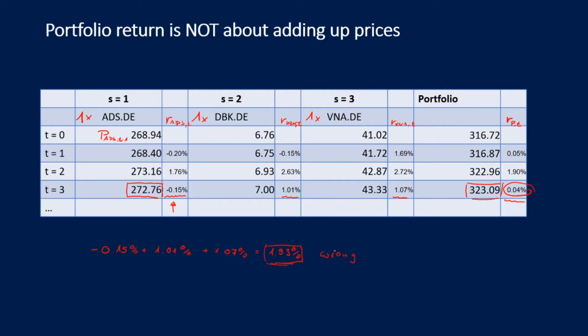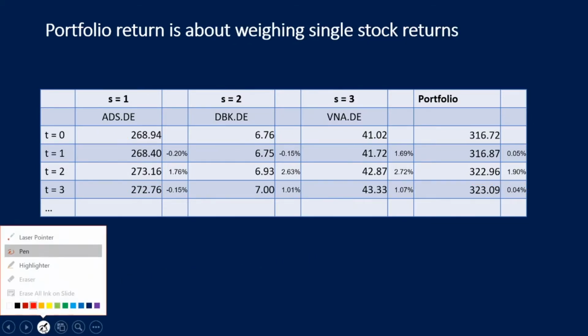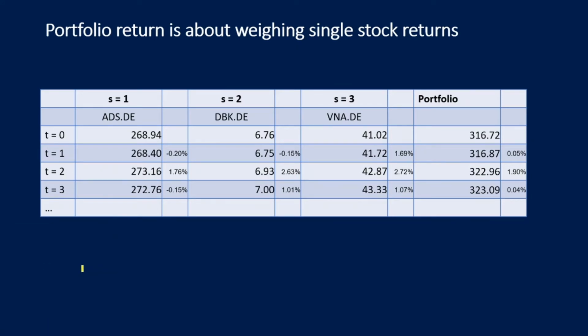Let us have a look how we can improve this idea. We now come to the conclusion that Adidas is dominating this portfolio, so why not weighing the stock returns in the portfolio? So what are our weights? Our weights are the starting prices. So this is the starting price of Adidas that is used to calculate this return. This is the starting value of Deutsche Bank that is used to calculate this return. This is the starting price of Vonovia that is used to calculate this return. And this is the value of our portfolio that is used to calculate this return.